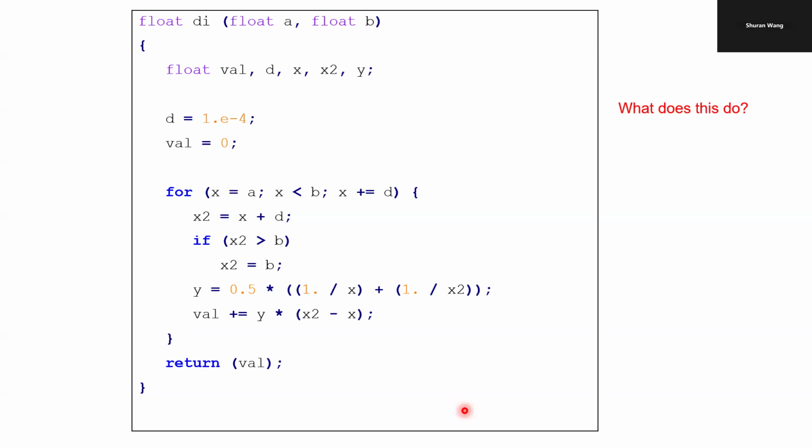Okay, can anyone tell me what this function does? Any ideas? Yep. It's just attributing a bunch of calculations through the for loops. A bunch of calculations through the for loops. How about this?